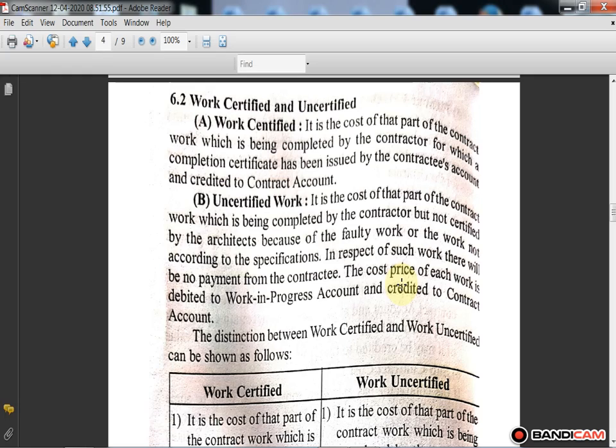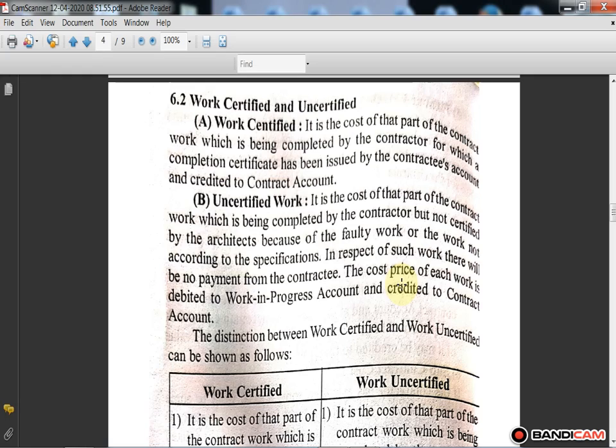Work certified means the cost of that part of the contract work which has been completed by the contractor, for which a completion certificate has been issued by the contractee's architect, and which is debited to the contractee's account and credited to the contract account. Work certified means the work is completed and the completion certificate has been issued by the contractee. It's called work certified.